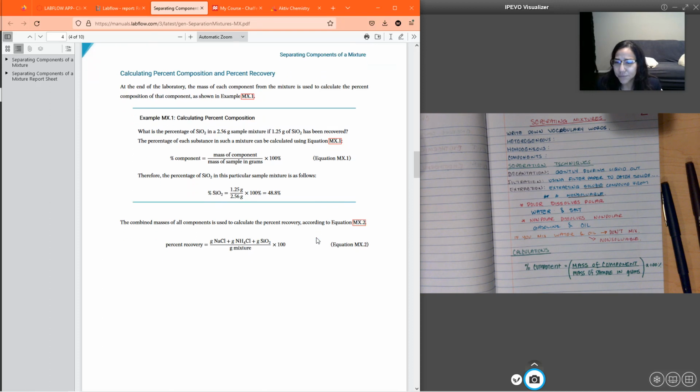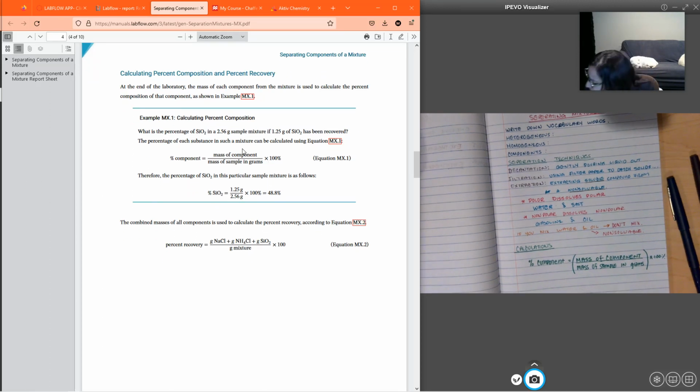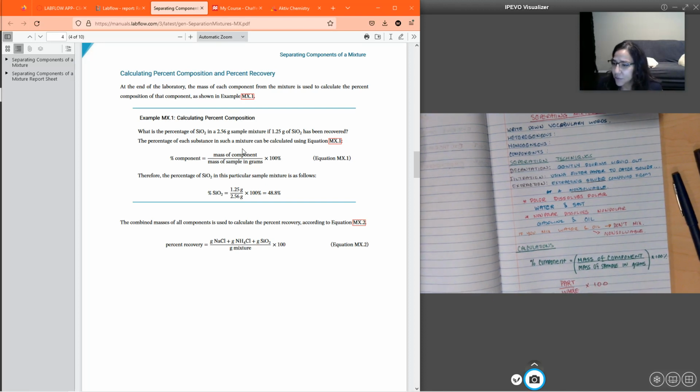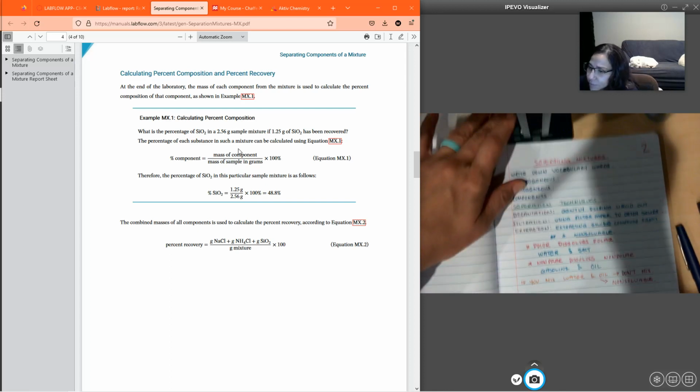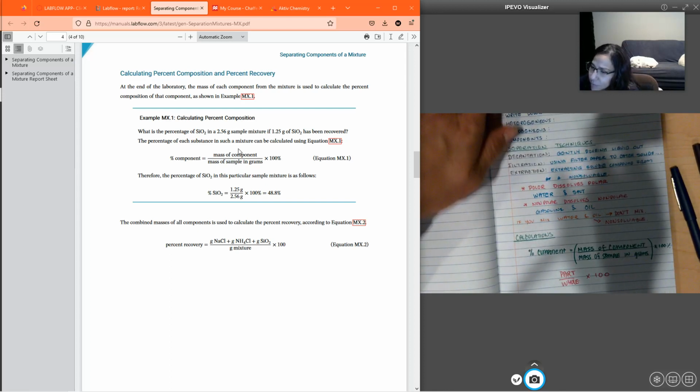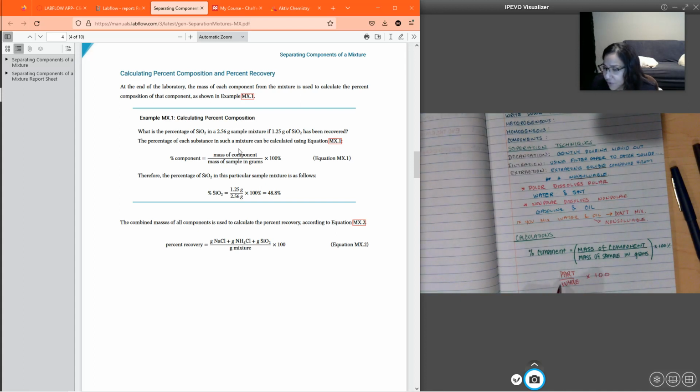Like I said, this can easily be translated as the part divided by the whole times 100. Okay? What part do you have, and how much do you have, and what's the total amount of it? That's what you want to see. How much you have, and what's the total of it?